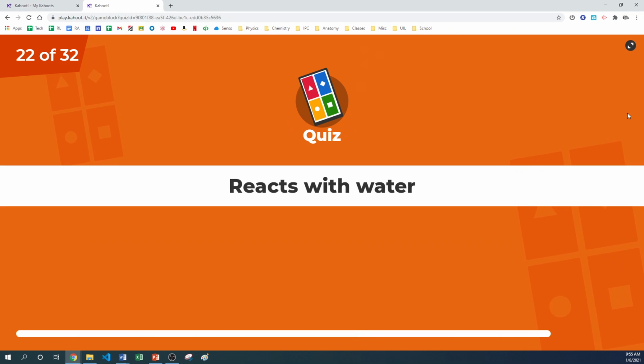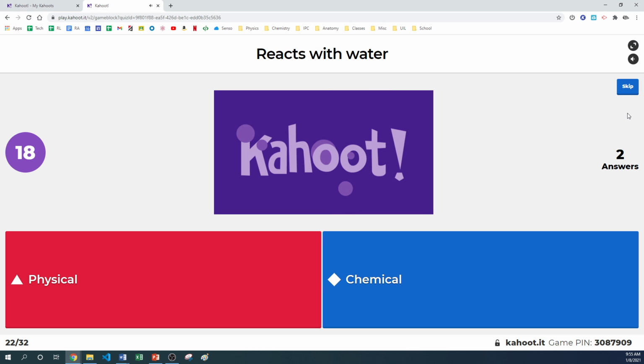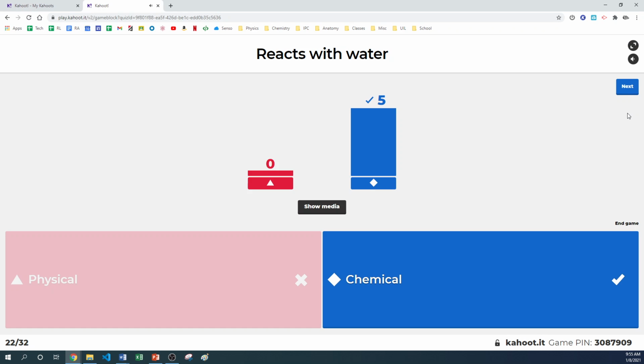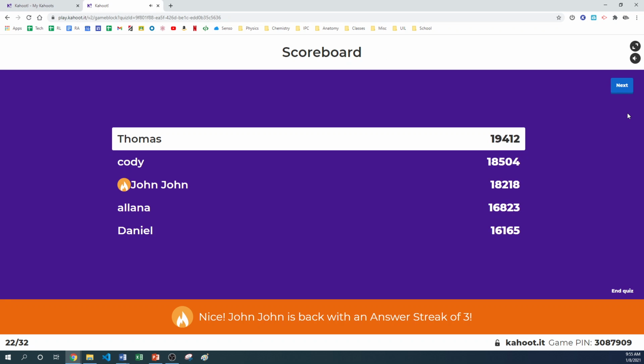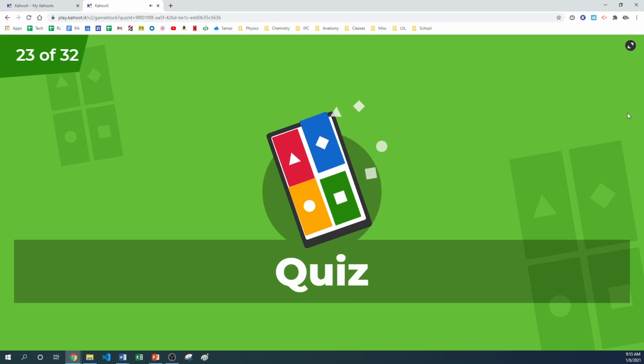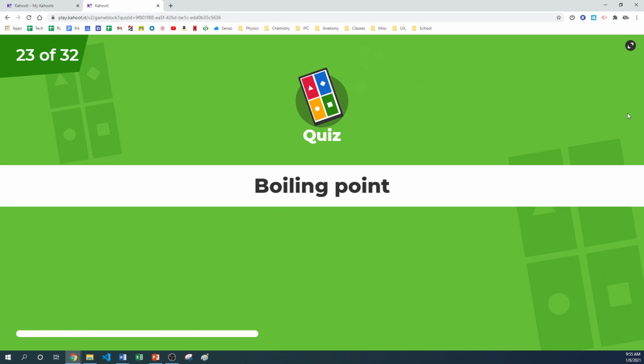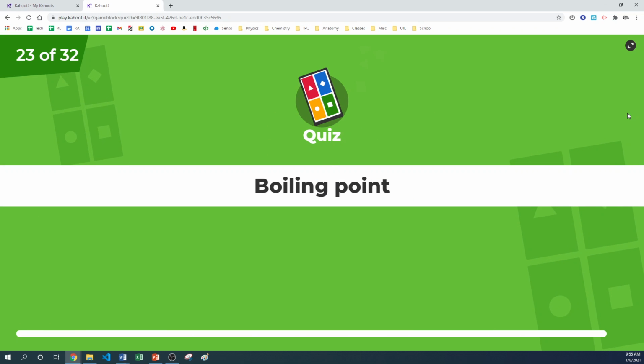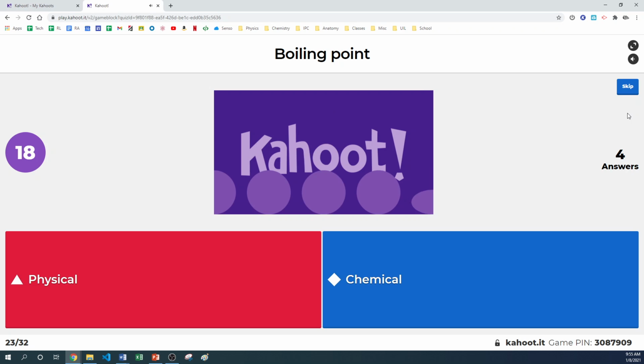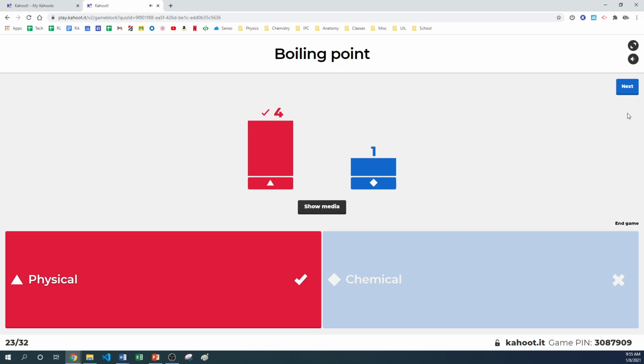Reacts with water. Oh, there you go. Boiling point. Again, this is just the point at which it goes from a liquid to a gas. It's still H2O.